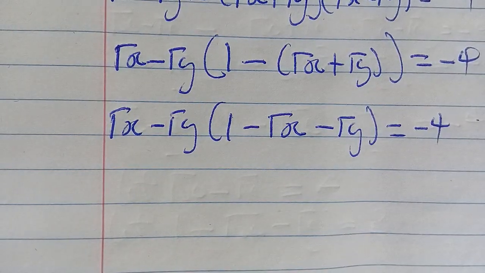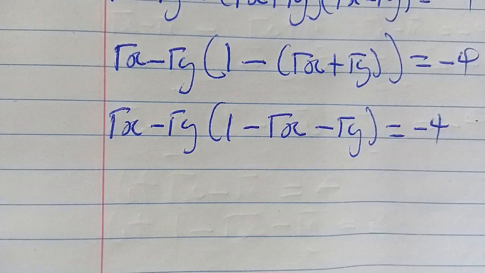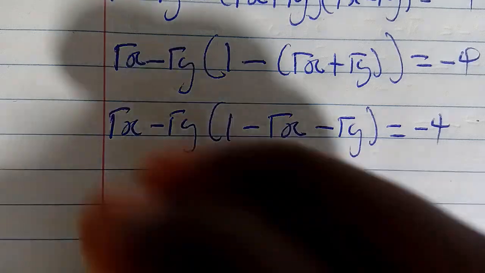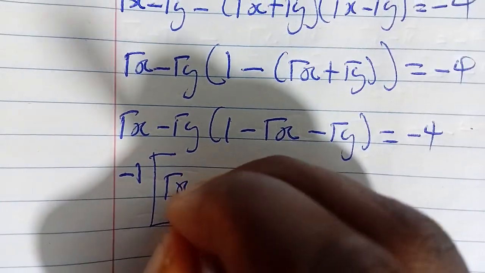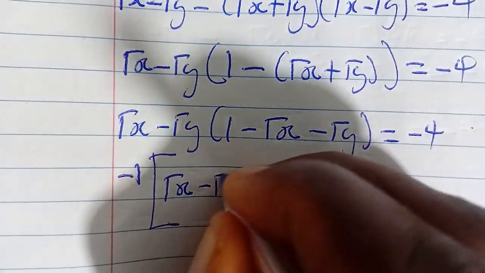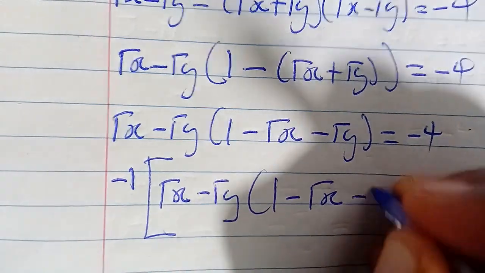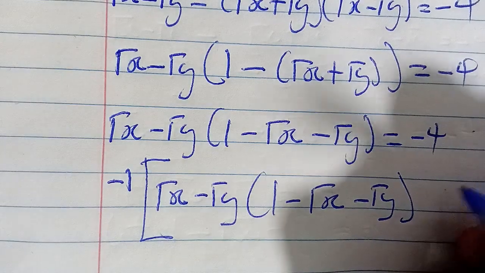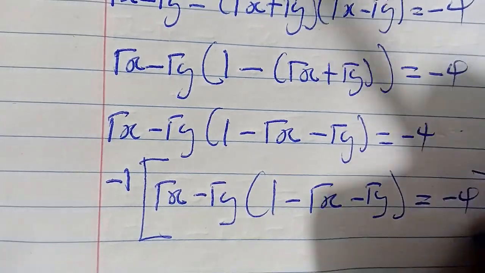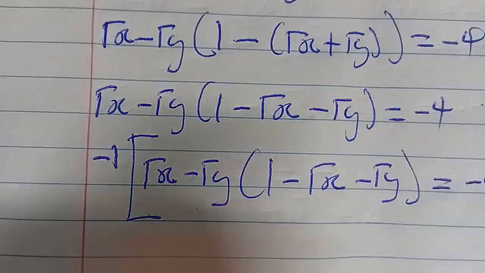Do you get me? Now, here we are going to multiply through by minus 1, so that here becomes positive. So you multiply through by minus 1. So you have root x minus root y, 1 minus root x minus root y, equal to minus 4. Do you get me? Can you see that?